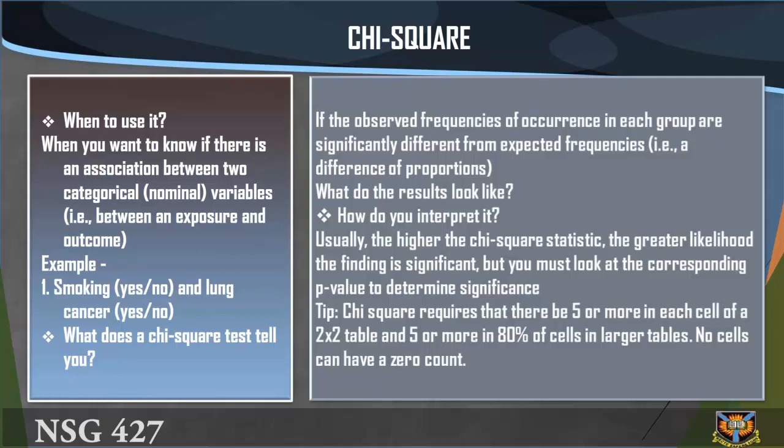The chi-square test statistic is equal to χ². How do you interpret it? Usually, the higher the chi-square statistic, the greater the likelihood the finding is significant, but you must look at the corresponding p-value to determine significance. Tip: chi-square requires that there be 5 or more in each cell of a 2 by 2 table and 5 or more in 80% of cells in larger tables. No cells can have a zero count.